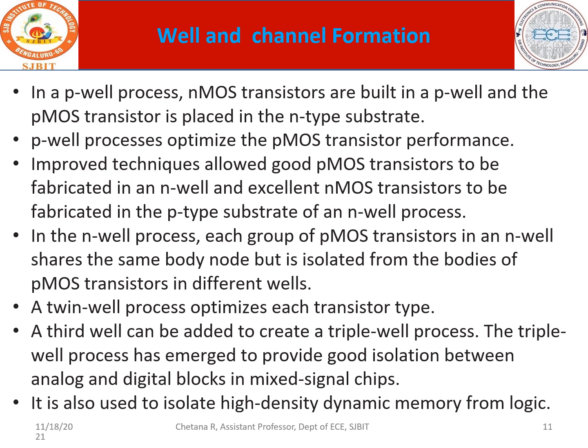Improved techniques allowed good PMOS transistors to be fabricated in an N well and excellent NMOS transistors to be fabricated in P-type substrate. Just now as I told you, NMOS is constructed on P substrate, PMOS is constructed on N substrate. In the N well process, each group of PMOS transistors in an N well shares the same body node but is isolated from the bodies of PMOS transistors in different wells. So everybody in the N well is on the same body, which is nothing but the same substrate, but isolated from the bodies of PMOS transistors which are in a different well.